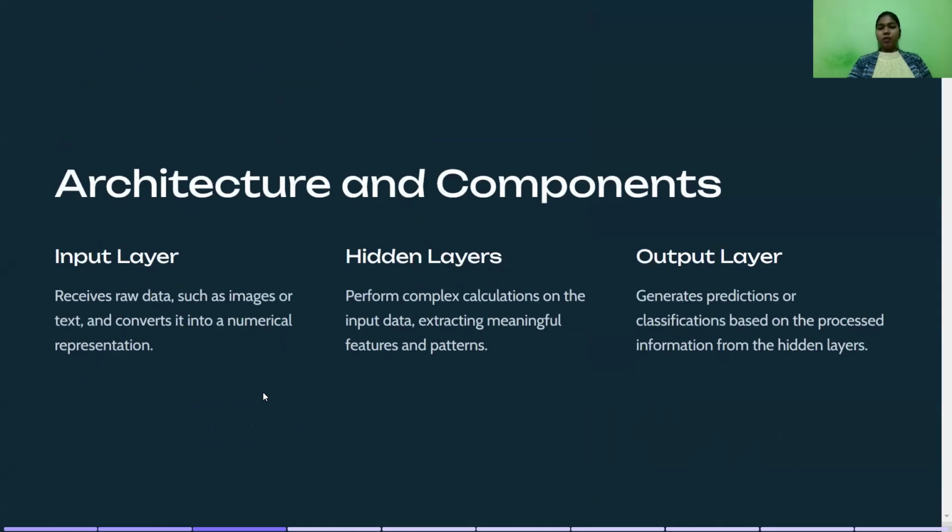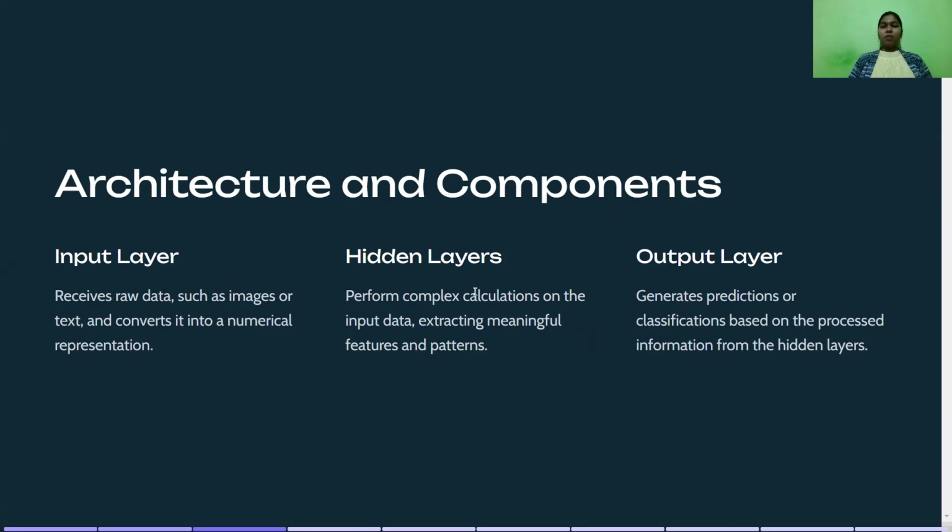Architecture and components. A neural network consists of three components: input layer, hidden layers, and output layer. An input layer receives raw data such as images or text and converts it into a numerical representation. It takes raw data from various sources such as websites, PDFs, and data from IoT devices.